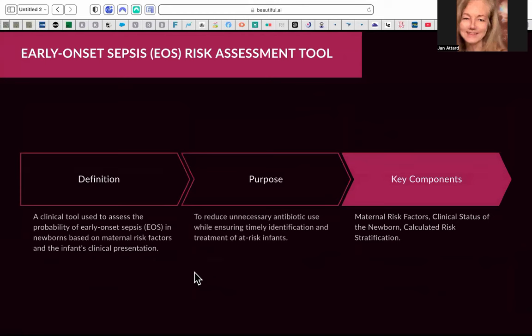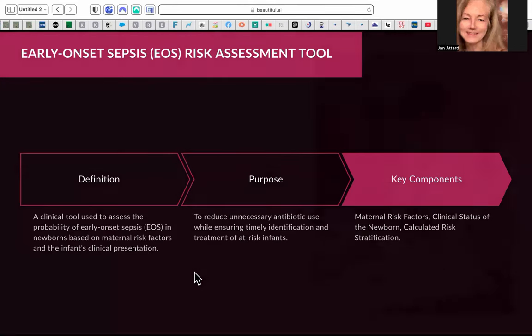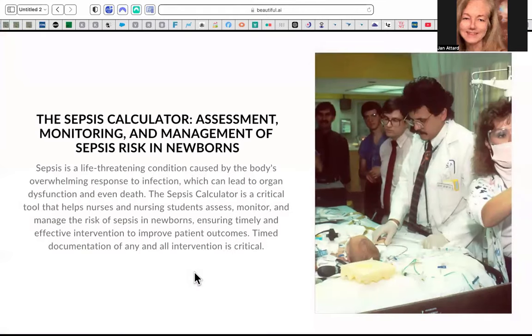And so what is our role in life? Well, we define risk. We look at early onset sepsis. Our purpose is to reduce unnecessary antibiotic risk while ensuring timely identification and treatment. So our key components: maternal risk, clinical status, calculation of risk, all the time. It is a compendium of things we look at, and then it is a team of people, never just one. Everyone has their eyes on this baby, and everybody cares.